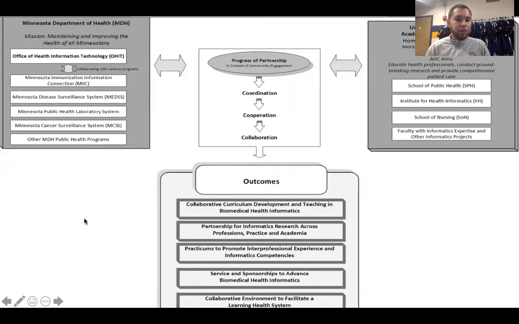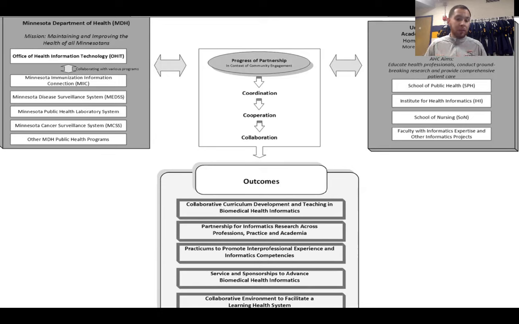So this is an important flowchart, and it's basically going to explain everything that this study showed. So on this side, you have the Minnesota Department of Health. And then on this side, you have the University of Minnesota Academic Health Center. So the Academic Health Center is a home of 6 colleges and schools, more than 90 centers total. And basically, they're connecting these 2 departments to work together interprofessionally. And what they're going to do is they're going to do this through coordination, cooperation, collaboration.